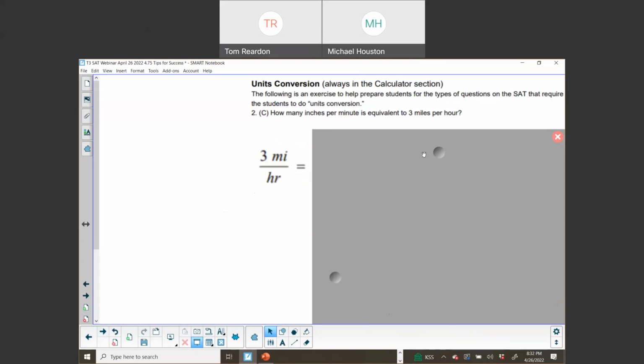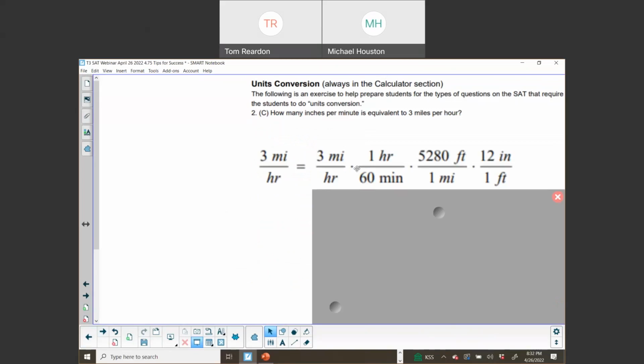So 3 miles per hour, I could first multiply by 1 hour divided by 60 minutes. We'd all agree that that is 1. The reason I picked it in this order, not the reciprocal, is these hours are going to divide out and make a 1. I don't like to use the C word, cancel. You make a 1, okay? And then I multiply by this fraction that's a 1, so that this mile in the denominator and this mile in the numerator will divide out and make a 1. And then 12 inches is 1 foot, and this feet here and feet here will divide out.